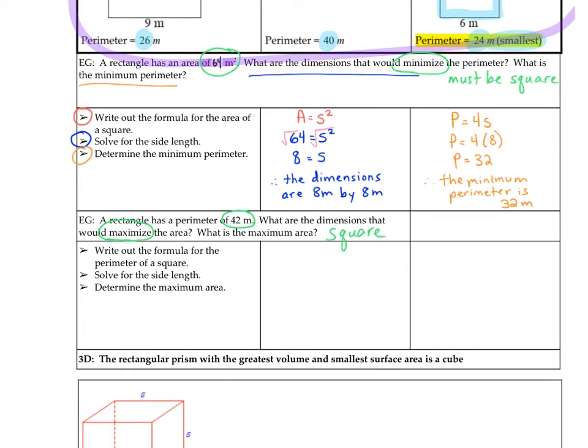So this time you've been given the perimeter and you want to find the dimensions and then find the area. Since we've been given the perimeter, that's what we're going to start with. We're going to write out the formula for the perimeter. The perimeter is equal to 4 times the side length. Now we're going to solve for the side length. We know the perimeter is 42, and that's equal to 4 times the side length. Divide both sides by 4, and that makes s equal to 10.5.